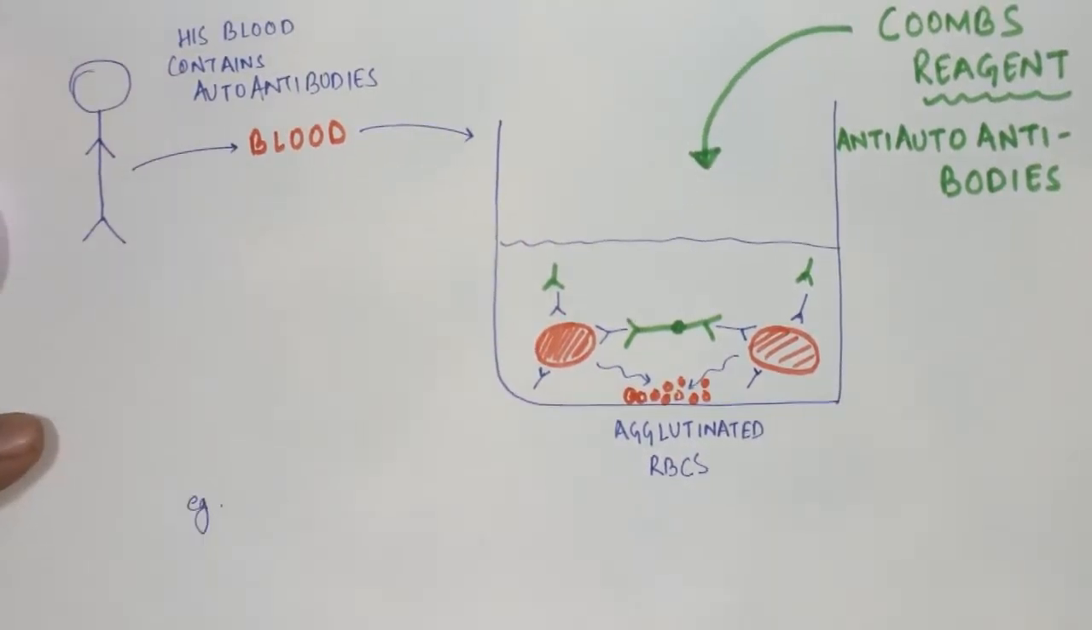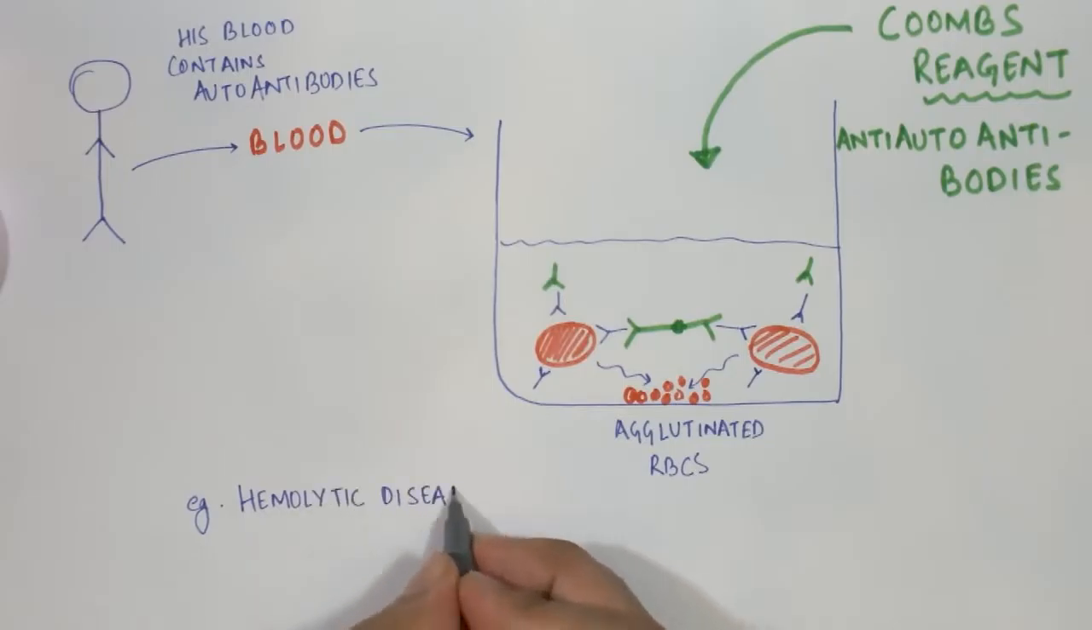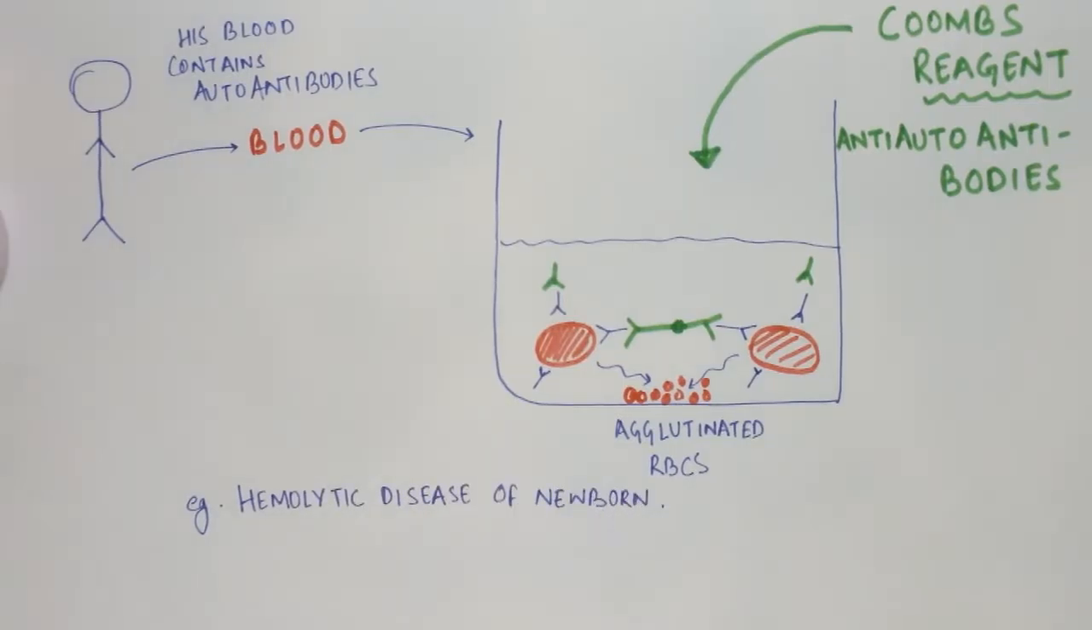And one of the very important conditions in which the direct Coombs test is done is the hemolytic disease of the newborn, which is also a type of immunohemolytic anemia.